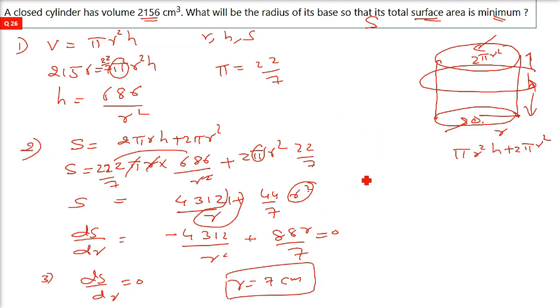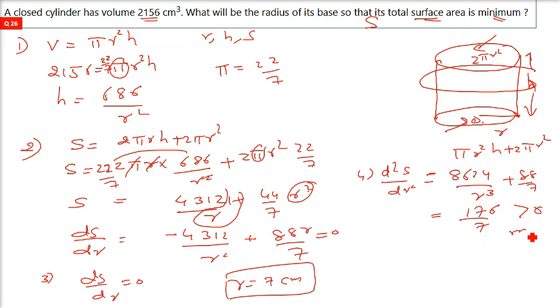Now since this r is 7 cm, you have to do d2S by dr square. Double differentiation we have to do in order to find out negative or positive, because if the surface area has to be minimum, you have to get a positive value. So we will get this one, 176 divided by 7. It is greater than 0, so we are getting the minimum value. Apart from this, there is not much use of d2S by dr square. So radius is 7 cm. That is the answer of this question.